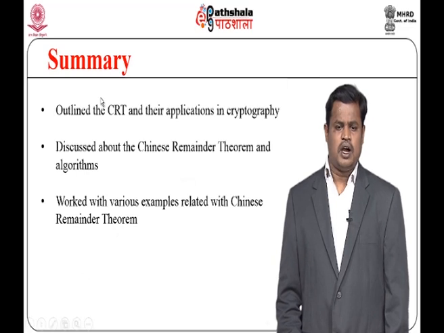So as we conclude here, we now know what the Chinese remainder theorem is and what its applications are in the field of cryptography. We also discussed the steps involved in the CRT and how we can get the common variable using different moduli, and we have worked through various examples, including one example with respect to the Chinese remainder theorem.